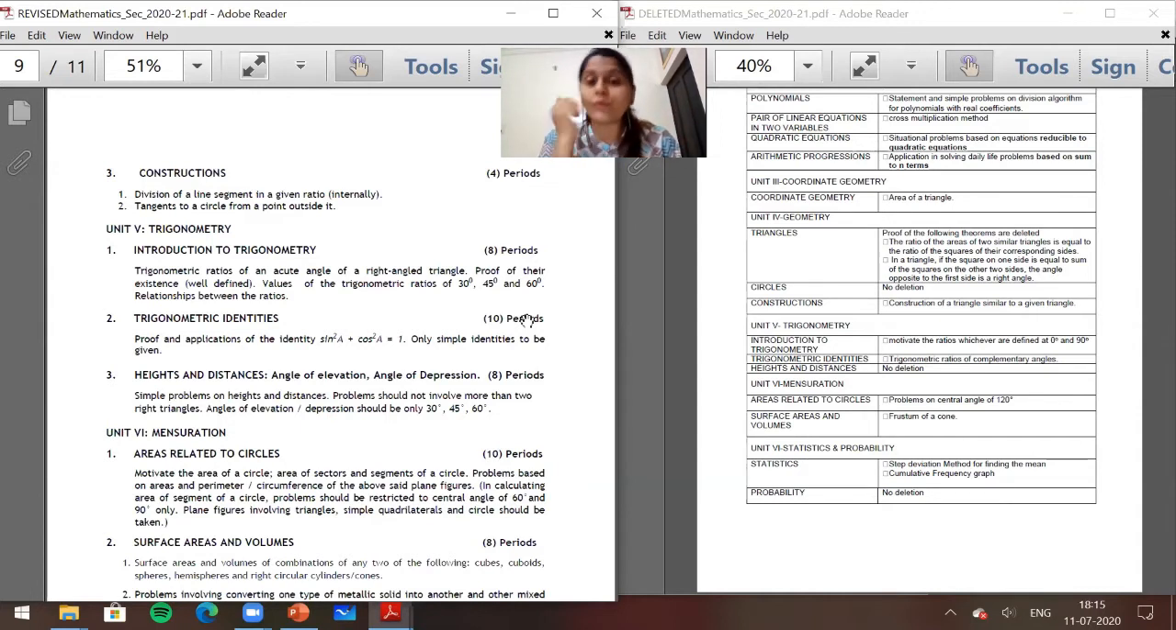So what you should focus on in this chapter is division of a line segment, which is very easy. Hardly a 2-mark question will come from that.